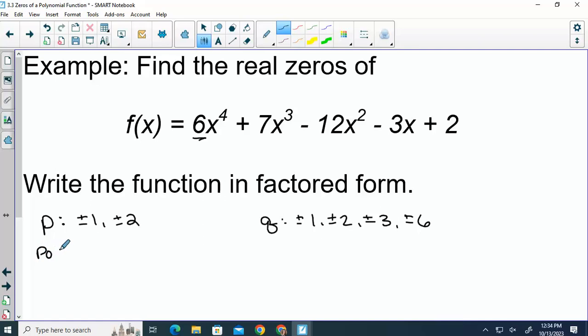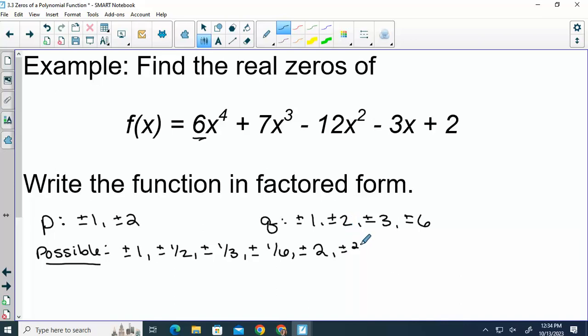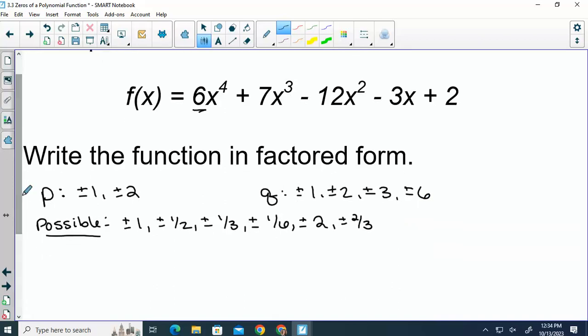So then the possible zeros, that's p over q. So 1 over 1, 1 over 2, 1 over 3, 1 over 6, 2 over 1 is 2, 2 over 2 is 1, I've got it, 2 over 3, 2 over 6 is 1/3, and I've got that. So that's everything that might work.